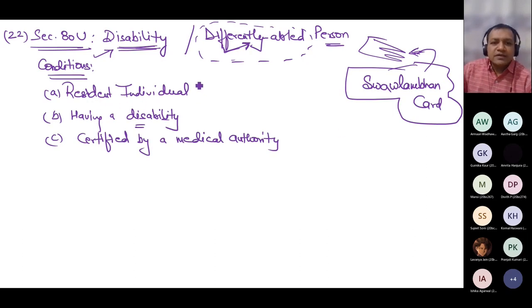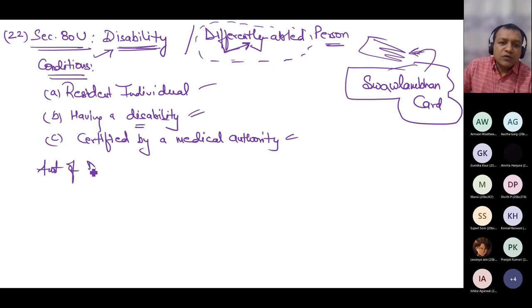You should only learn: resident individual, differently abled, certified. Amount of deduction is flat, because these people have to work harder as compared to a normal person. Extra pain is being taken by differently abled people, so they need some extra advantage. So the government is giving more disposable income in their hands by giving them deduction, because the more the deduction, the less will be the total income, the less will be the tax. So I have more cash in hand.